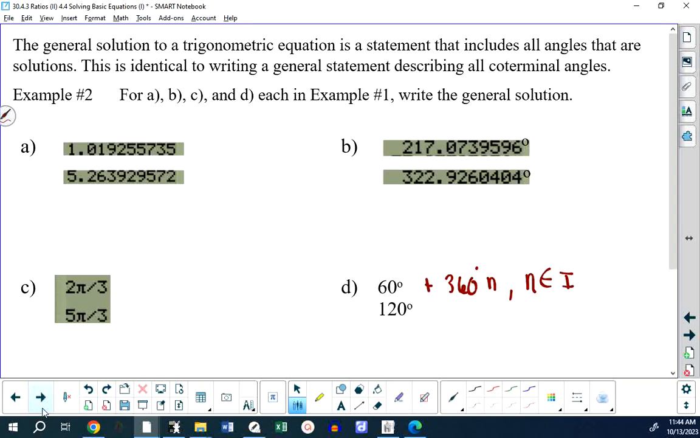I like the integer thing. I like not having to write plus or minus. That's it. That's all you have to do for any specific solution to get a general solution. This would also be plus 360n, where n is an element of an integer.